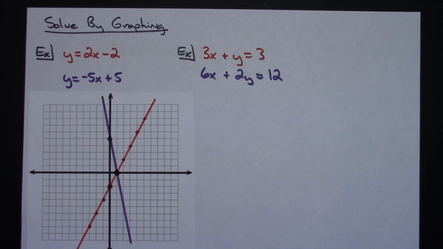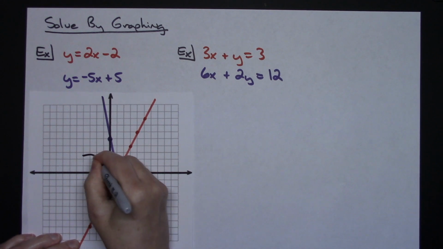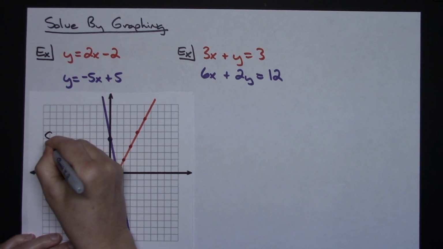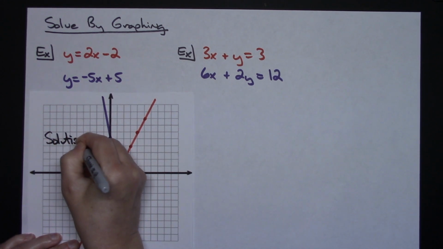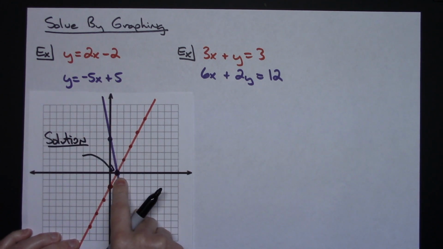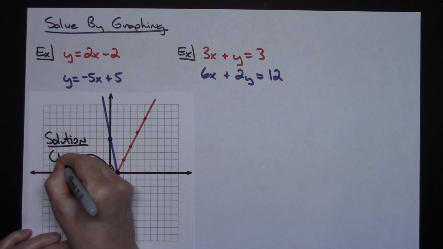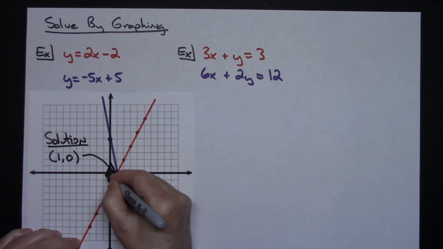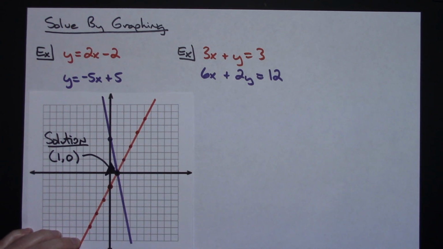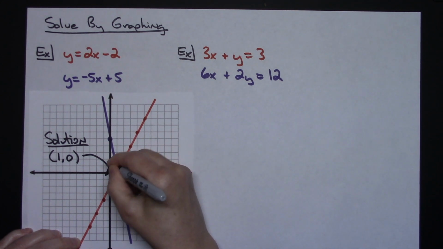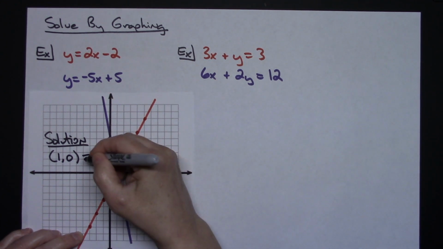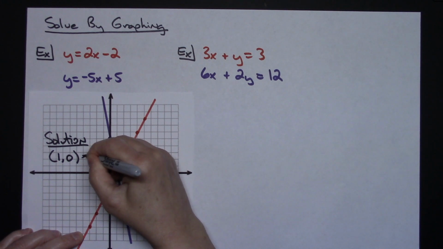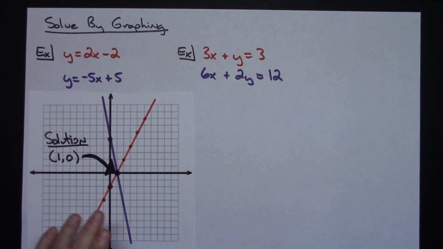Let's add that. So I'll point to it. It is the solution, and it is a point on our graph. That point is 1, 0. The solution to a system of equations must be written as an ordered pair. That's crucial. When you write your solution to a system, it has to be written as an ordered pair. So there's the first one.